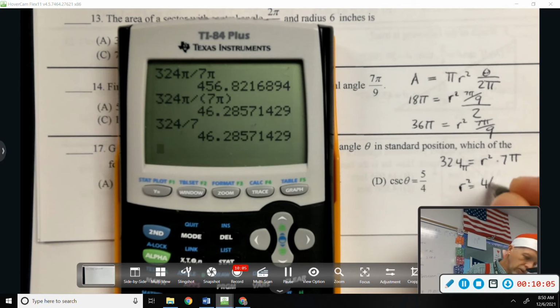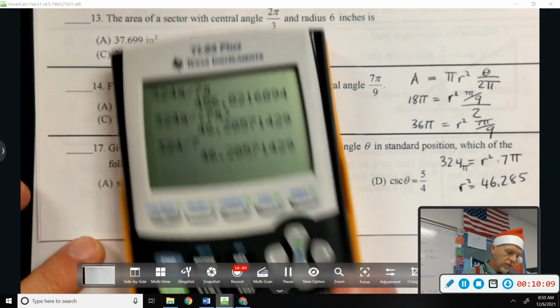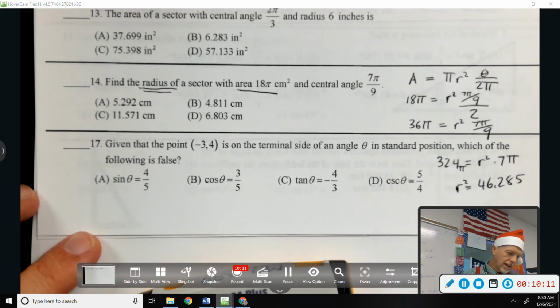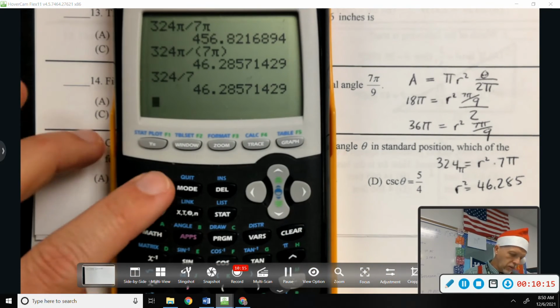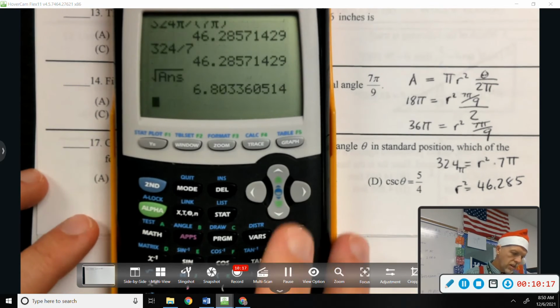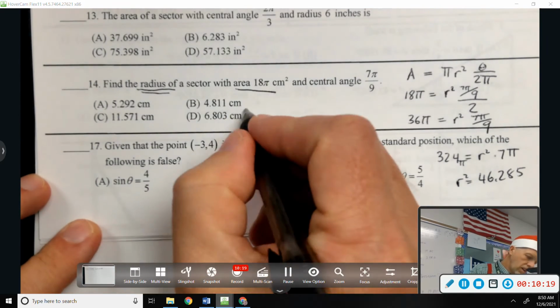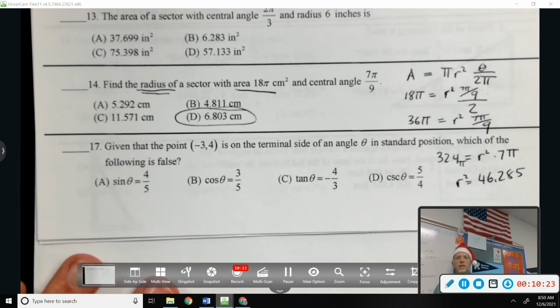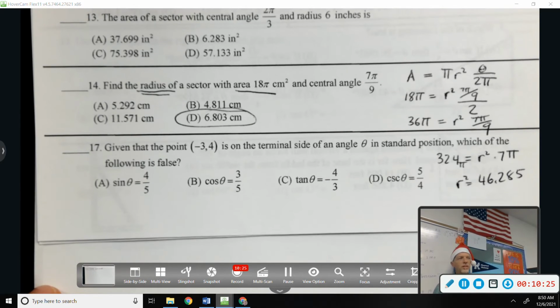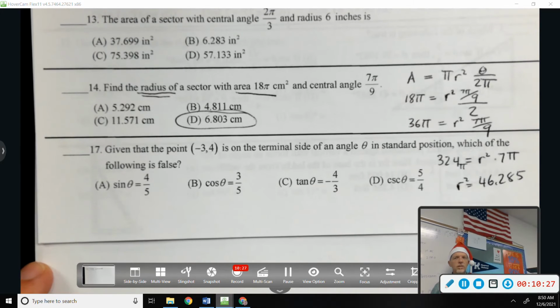R squared equals 46.285. I bet that's an answer choice. Oh, it's not. But it's not the answer because I need to square root that. 6.8. So there it is. That's probably the hardest algebra one there is. But you have a calculator, so be careful with fractions.